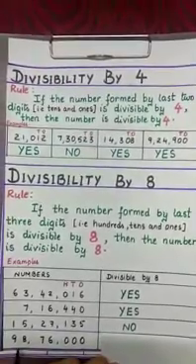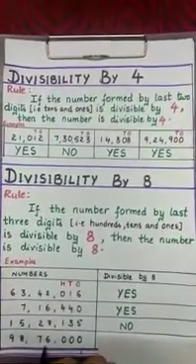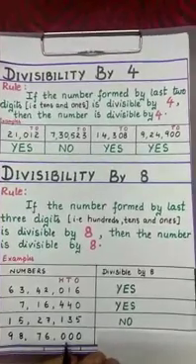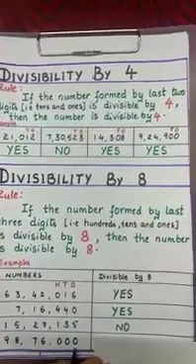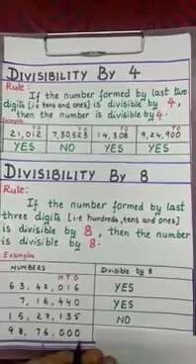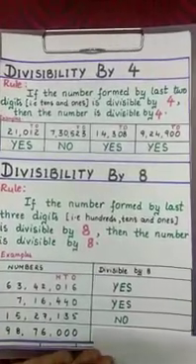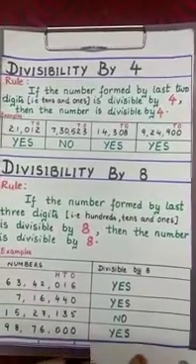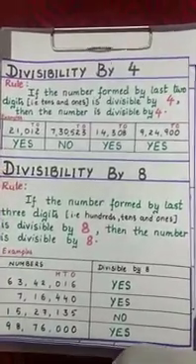Now the last number, 98,76,000. Now you observe the last three digits, 3 zeros we have. If you find zeros in the last three digits, then also it is divisible by 8. So this is the divisibility by 8 rule.